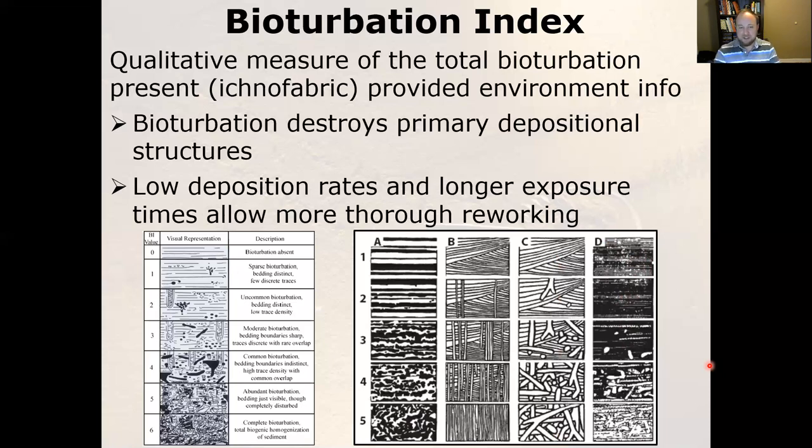And it's an indicator of how healthy the environment is. If there is not a lot of bioturbation, it either means that the environment was hostile or deposition was very quick. If there's a lot of burrowing, it either means that it was a really great environment or that there was just a lot of time for the organisms to chew on the sediment and work into it. So it can provide insight into environmental energy, and it can also provide insight into exposure times and depositional rates. So pretty powerful.